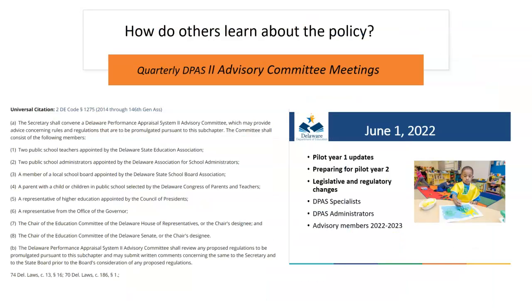DPAS Advisory Committee meetings is another way to disseminate information. The committee is made up of representatives from teachers, leaders, the State Board of Education, legislators, DOE, superintendents, and members of the Office of the Governor. Meeting quarterly, members are presented with data reports and progress updates. Collaboration on decision-making takes place at these meetings.